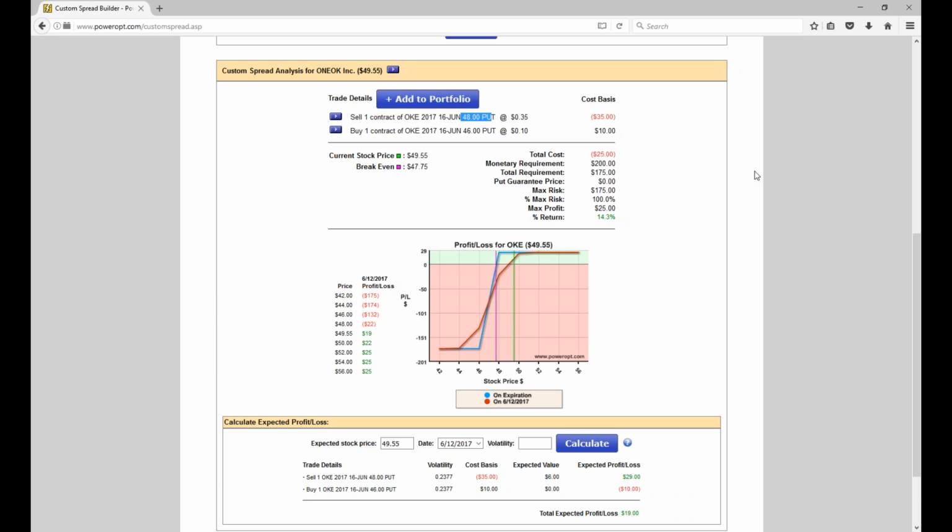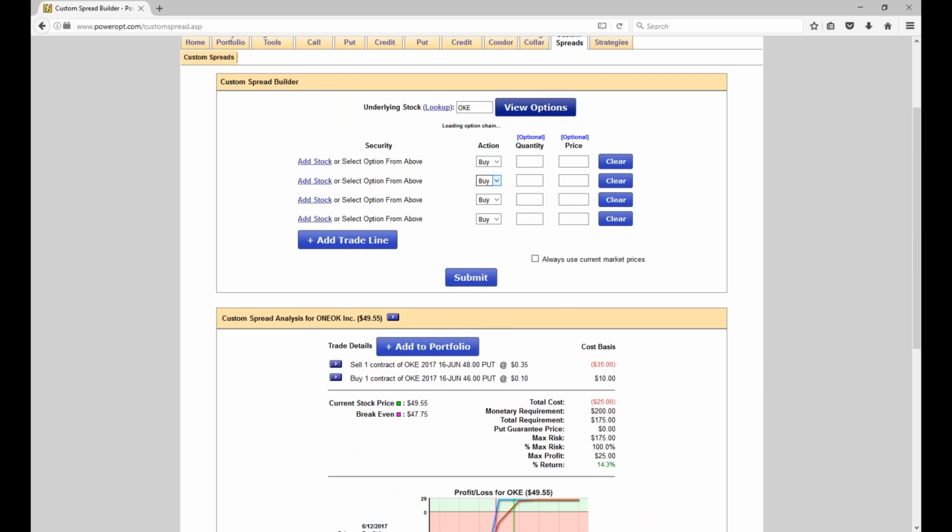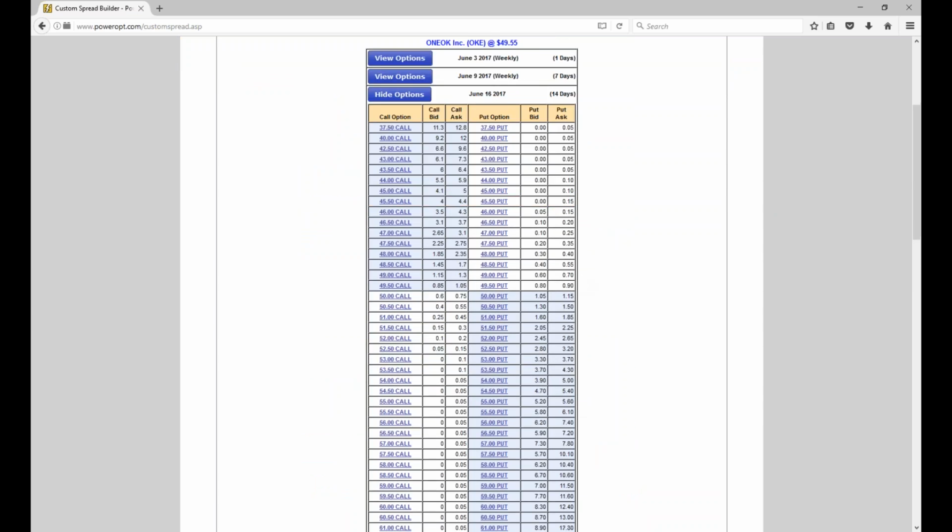Now, same position. I'm sorry, OKE, lost my pen. OKE 48.46, bull put spread, 25-cent net credit on a 2-point spread or 175 risk. We know the max risk is 175, credit's 25. That's a 14.3% return. Let's ignore what the probability actually is and assume that this was a 72% probability for a 14-day trade. Now, closing prices, real. Let's go to June 16th.